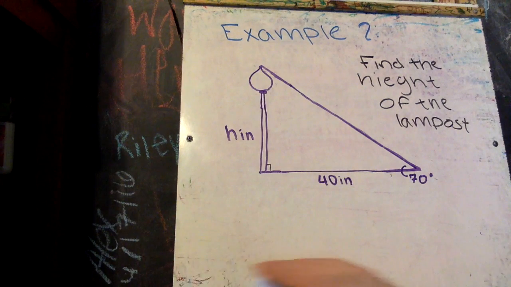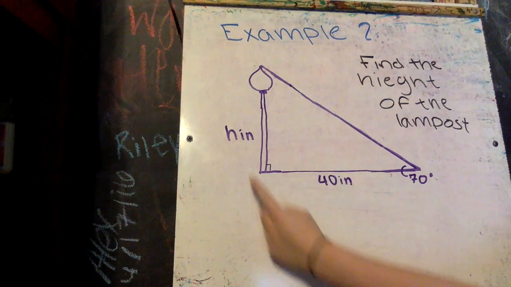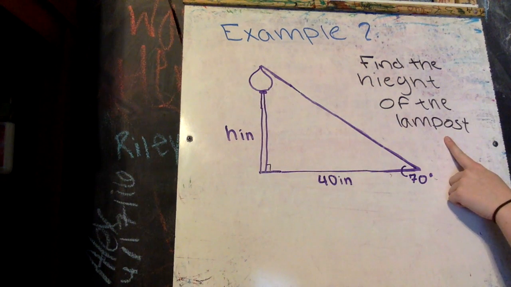In example 2, we are given a lamppost that casts a shadow, with a 70-degree angle from the ground, and its shadow is 40 inches. And we are told to find the height of the lamppost.